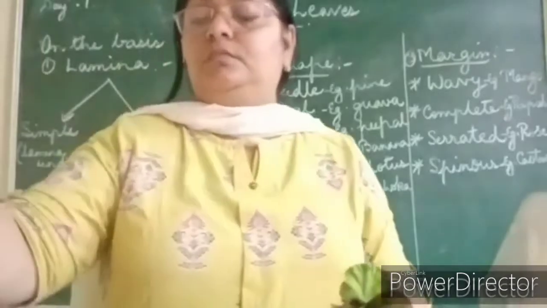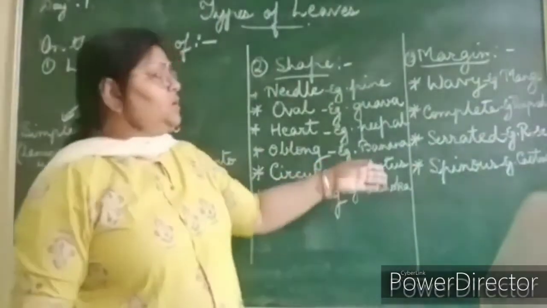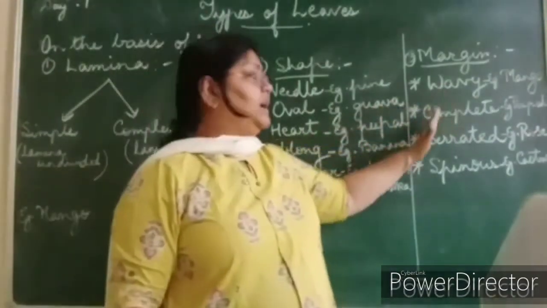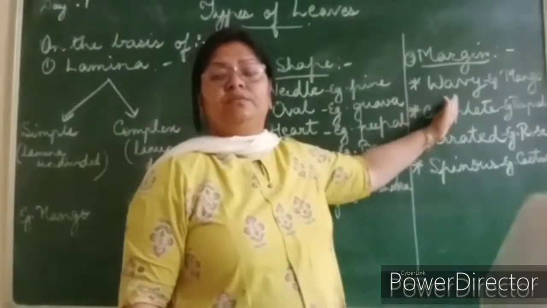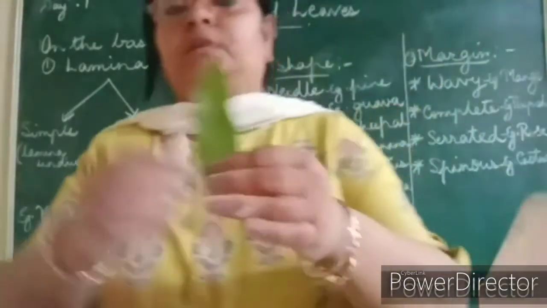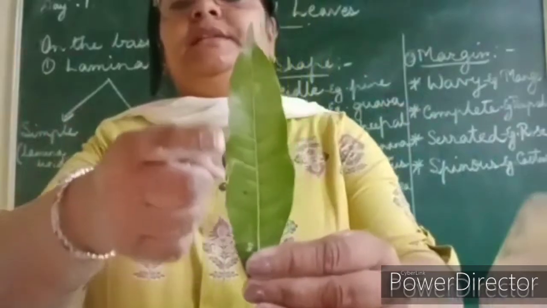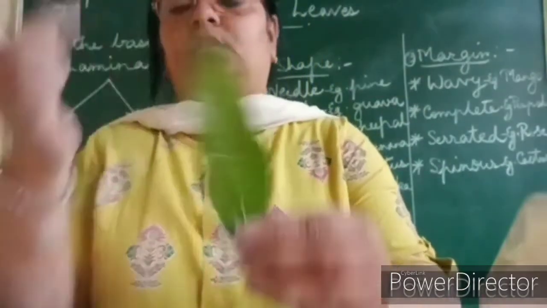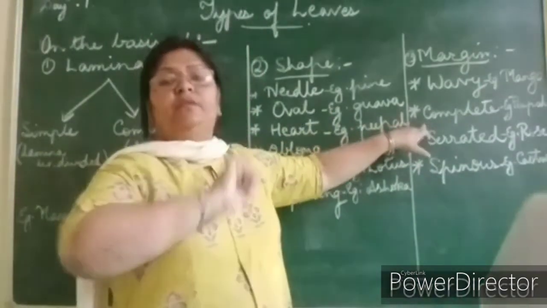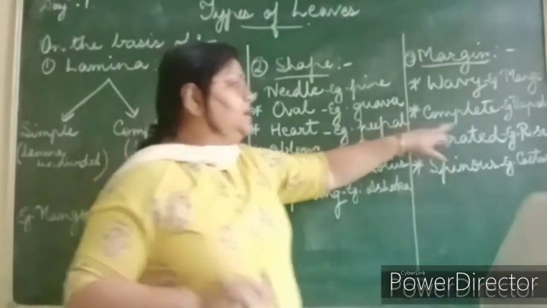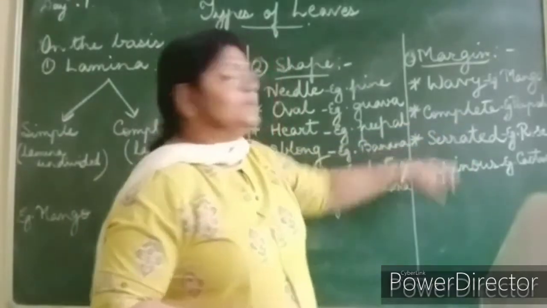Now coming to the different types of margins. The margin is the outer edge, if you remember. Depending on the type of margin, we have different types of leaves again. The first one is the wavy leaf. The wavy leaf, as you see in a mango plant, the outer edge is a little wavy, like waves. Next, entire, which has a very solid line on the outer side, like in a peepal plant.